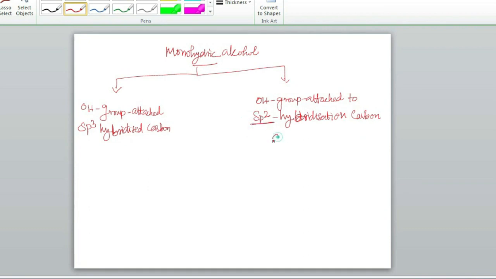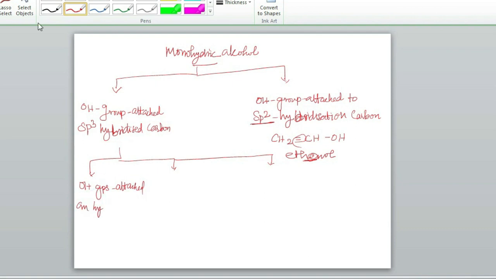So for example, CH2 double bond CHOH. This is named ethenol. Here we call it ethene, with a double bond, as in alkane, alkene, alkyne, where a double bond is present. Generally with the sp3 hybridized carbon, one is the OH group attached to alkyl groups.